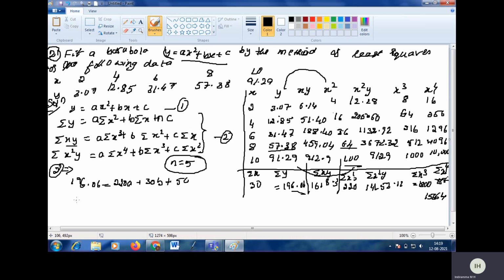Okay, next come to the second equation of the normal equations, summation of xy. What is summation of xy? 1618.3 is equal to a into summation of x cube, which is 1800, so 1800 into a, plus b into summation of x square, which is 220, so 220b, plus summation of x into c, summation of x will be 30c.